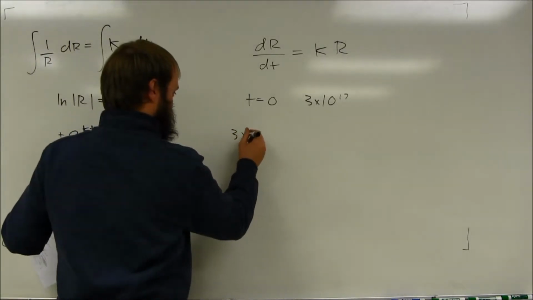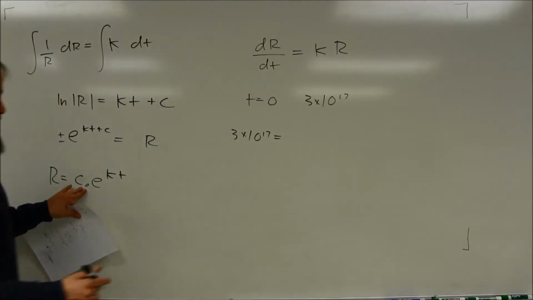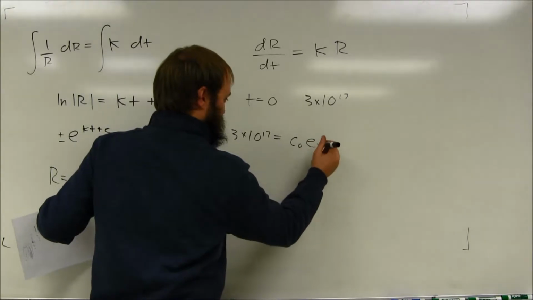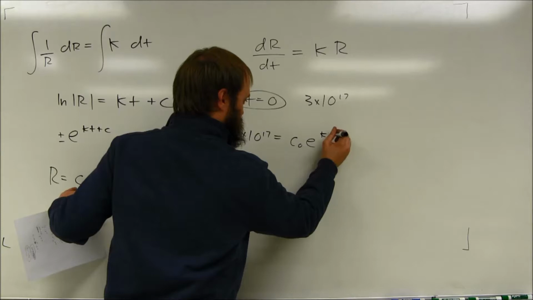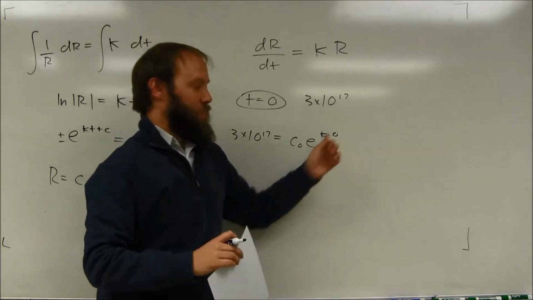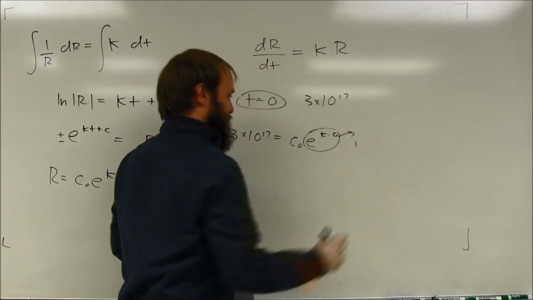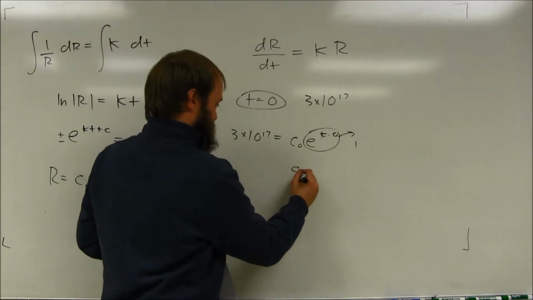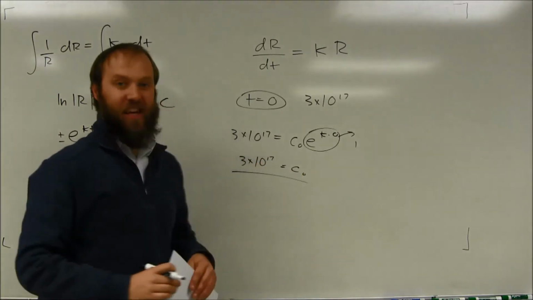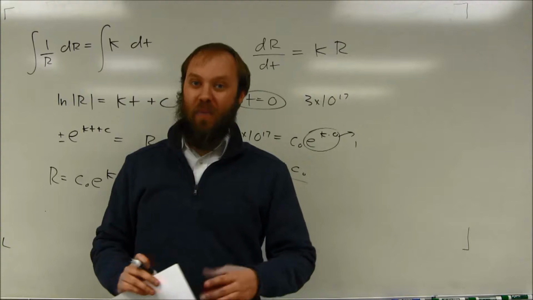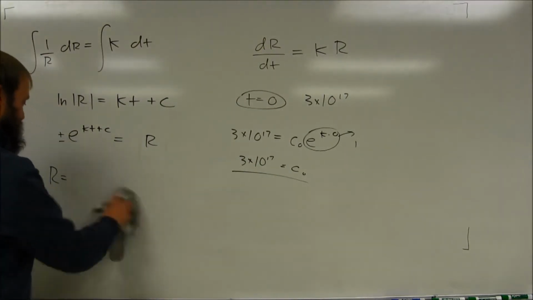That's going to be 3 times 10 to the 17th is equal to C naught times e to the k times 0. Okay? Anything taken to the 0 power is 1. So this whole thing here is really just e to the 0, which just becomes 1. So that leaves me with 1 C naught equaling 3 times 10 to the 17th. Turns out 3 times 10 to the 17th was my initial value. All right? So I can substitute that into my original function.